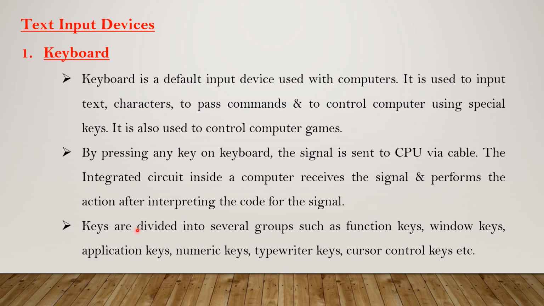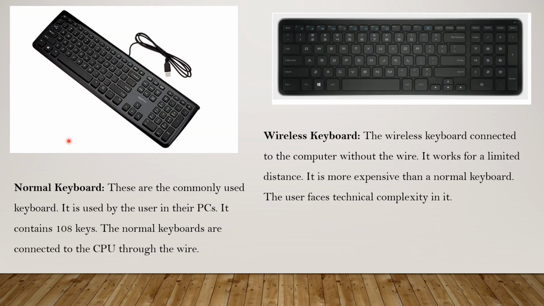Then the integrated circuit inside the computer receives the signal and performs the action after interpreting the code for the signal. So your keys are divided into these types: function keys, Windows keys, typewriter keys, cursor control keys, etc. These are two types of keyboard. This is a normal keyboard with a wire, and this is a wireless keyboard.